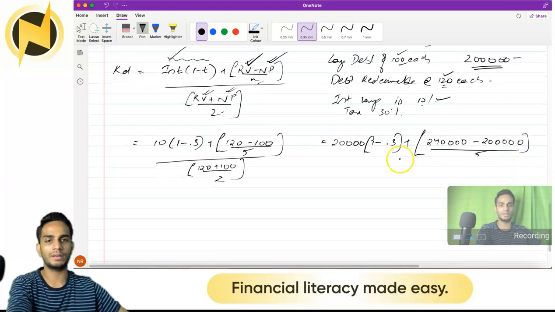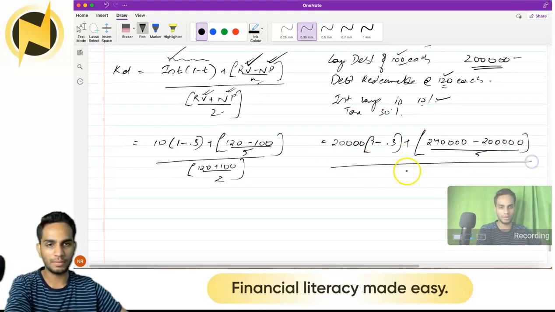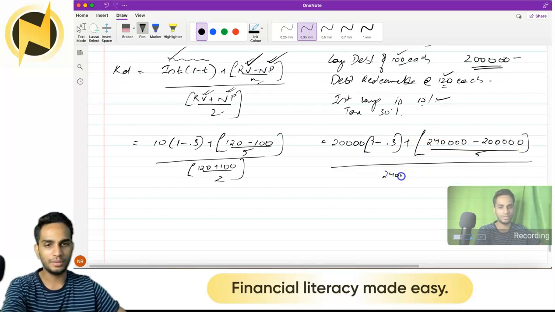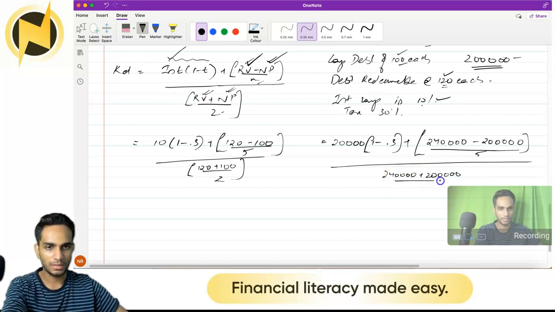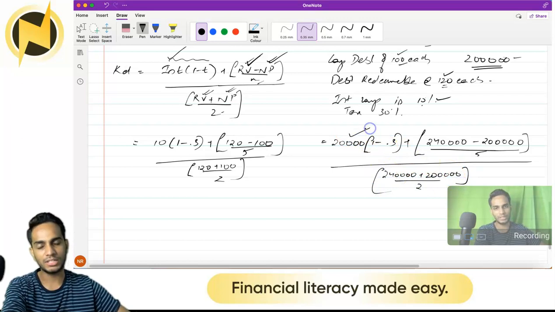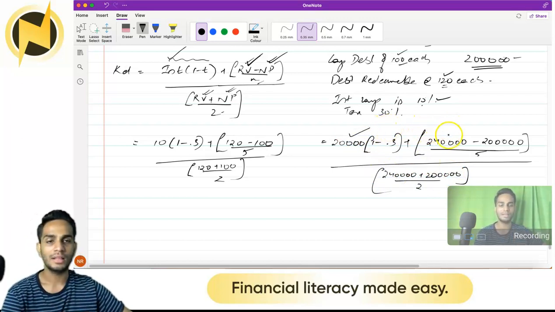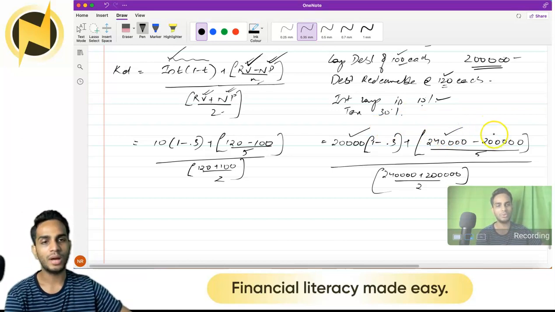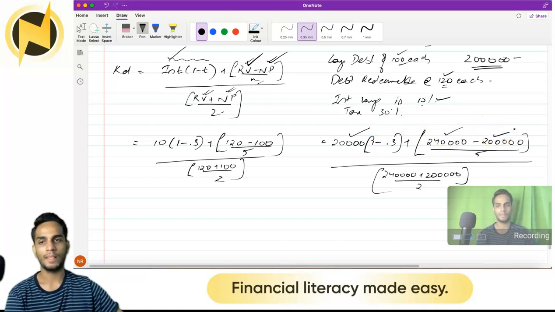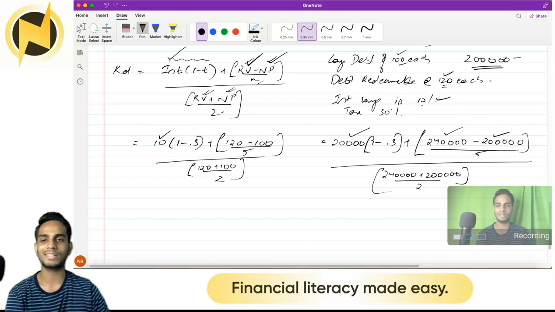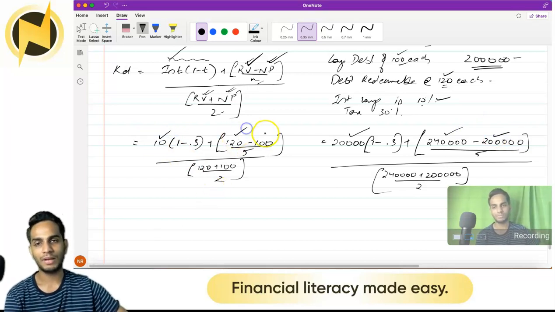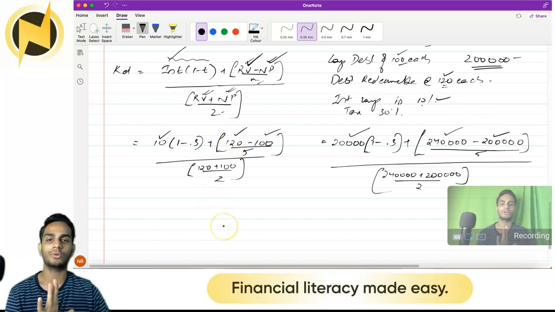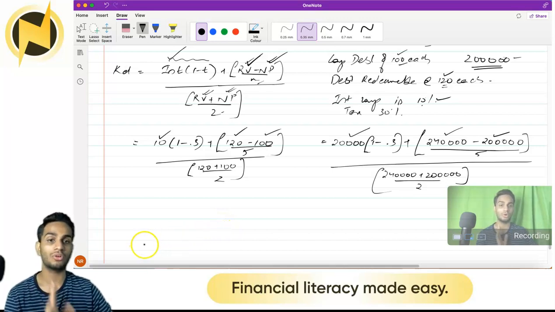And the whole divided by 2,40,000 plus 2 lakh, divided by 2. So here I took the interest for the whole value of debentures, the whole book value of debentures that I have. So I'm supposed to take redemption value and net proceeds for the whole value. But if I took interest for just one security, then the redemption value and net proceeds I'll be taking for one security alone. Always remember this. Do not forget.